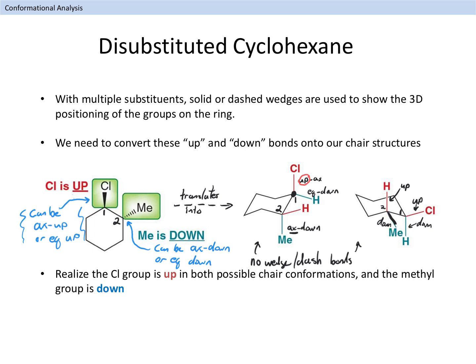So, which one of these chair structures is correct? That's right, both chair structures are correct. These structures are the two possible chair conformations for this compound. Can you see which chair structure would be expected to be more stable?